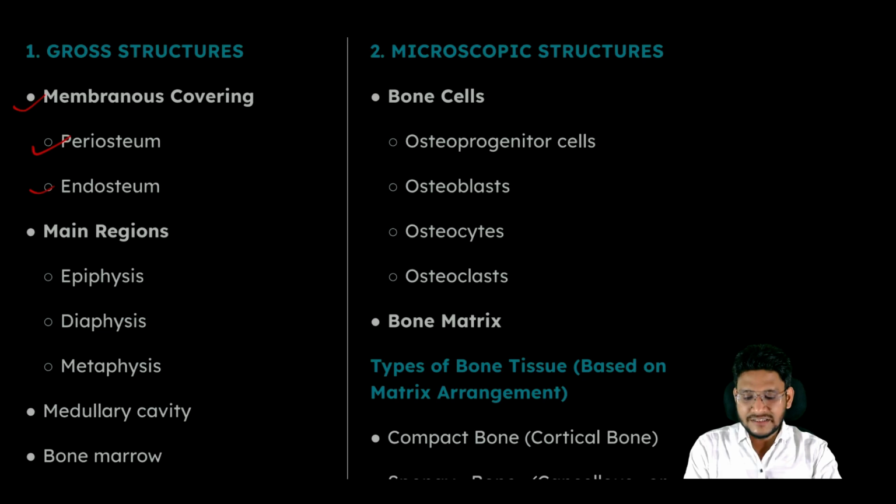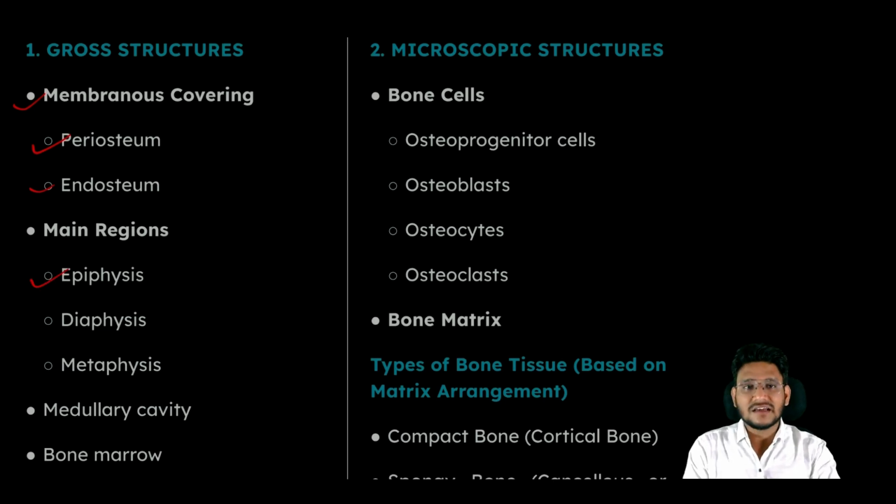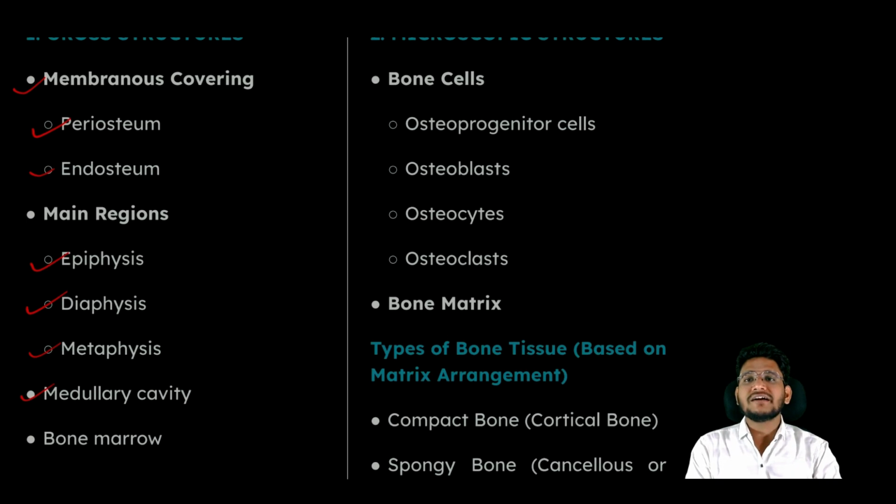Then bones have regions. Epiphysis is the end part, the terminal part of the bone. Diaphysis is the shaft of the bone, the cylindrical long part. Metaphysis is the part located between the epiphysis and diaphysis. Clear? Then bones have a medullary cavity, and this medullary cavity contains bone marrow. So these are the gross structures of the bones.